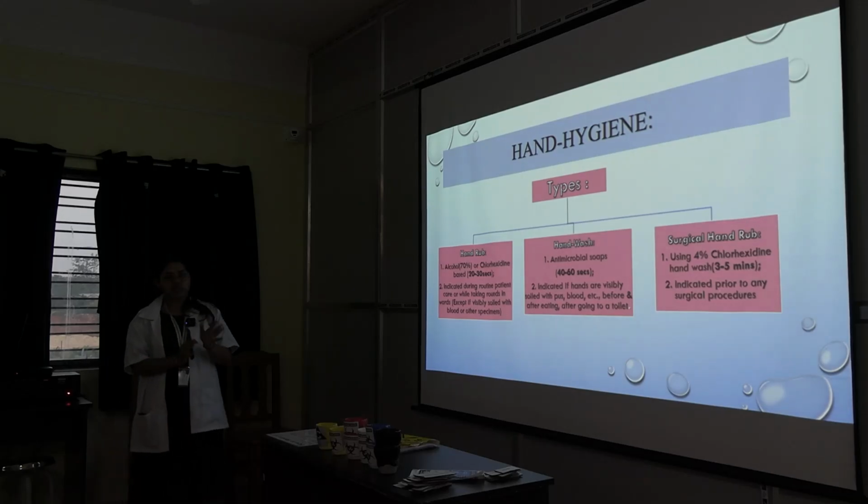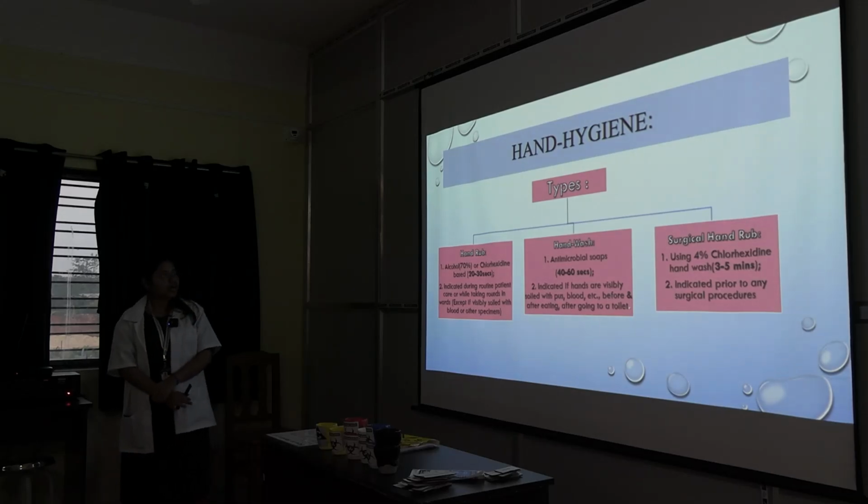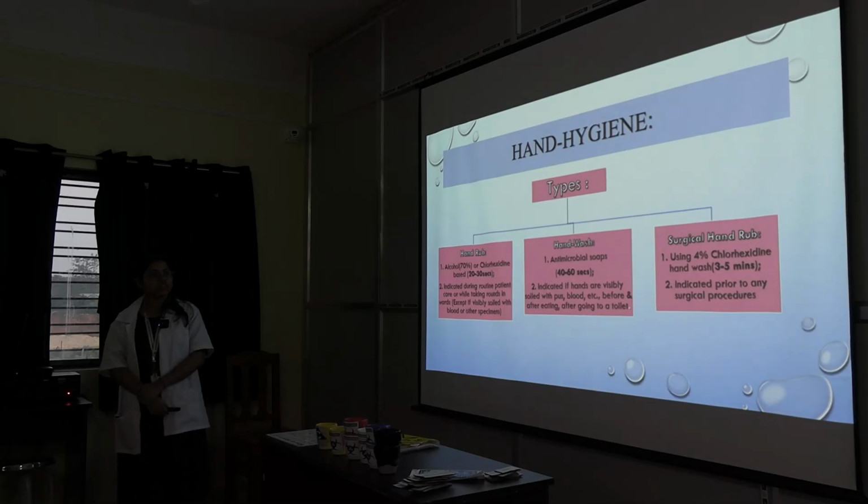Okay, so the timings are important. For hand rub, we should take 30 seconds, hand wash 60 seconds, that is 1 minute, and for surgical hand wash we will be taking 3 to 5 minutes.